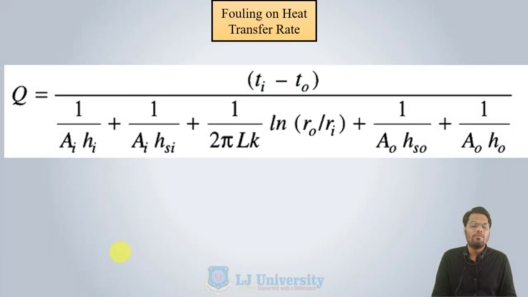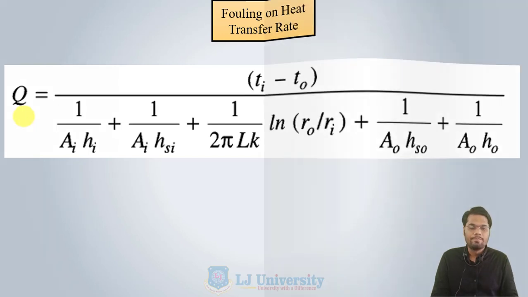The first one is an effect on the heat transfer rate. As we know from the equations, due to the fouling, there is an addition of two resistances: resistance at the inside surface, which is 1 upon AI HSI, and resistance at the outside surface, which is 1 upon AO HSO. So an increase in resistance will decrease the heat transfer rate. So this is the effect of fouling on the heat transfer rate.